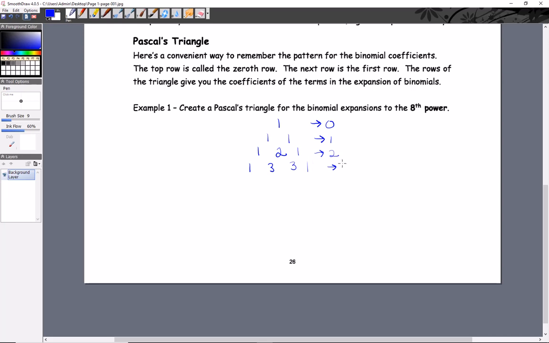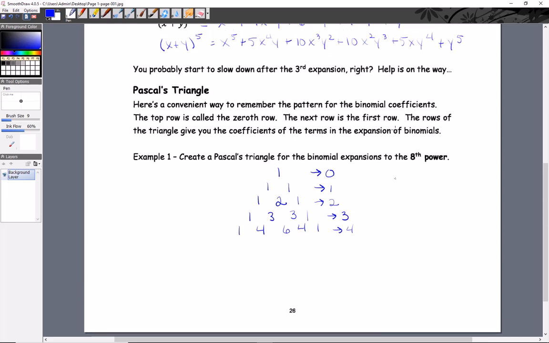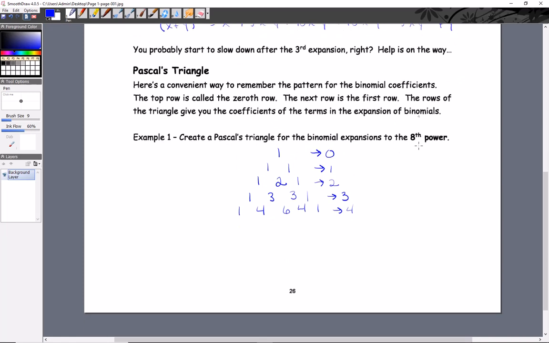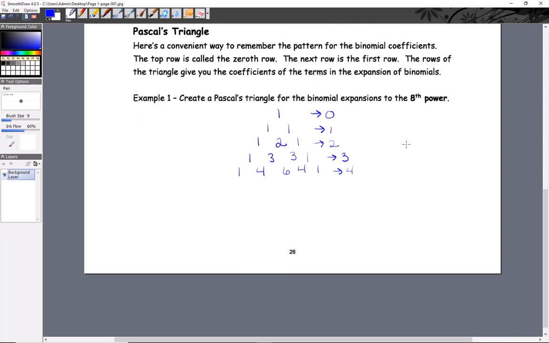And that was when we had cubed that binomial, and then a 1, a 4, a 6, a 4, and a 1. That's when we raised it to the 4th power. And you can go back up here and confirm that. See that? 1, 4, 6, 4, 1. It's nice that I knew that. Made things a lot easier. And continuing. 1, 5, 10, 10, 5, 1. All right, that was when I raised my binomial to the 5th power.